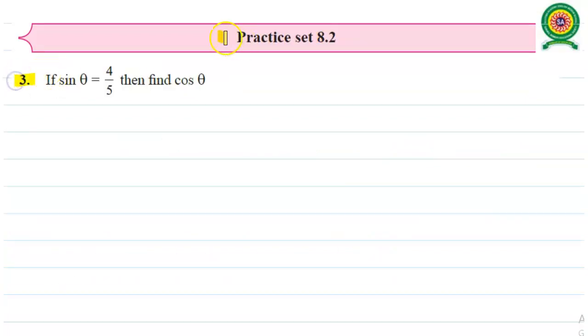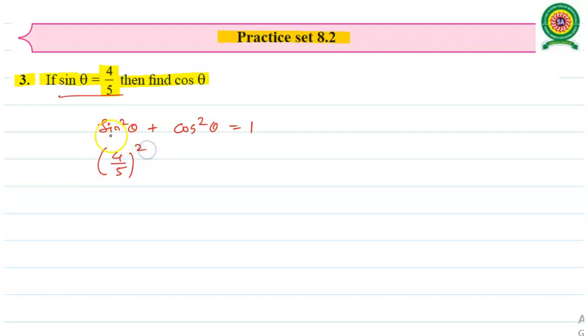Look at question number 3 from practice set 8.2. If sin theta equals 4 by 5, then find cos theta. Now we well know the trigonometric identity: sin square theta plus cos square theta equals 1. Here we are given sin theta equals 4 by 5. So sin square theta means sin theta the whole square. The sin theta value is 4 by 5, so sin square theta is 4 by 5 the whole square, plus cos square theta as it is, equals 1.